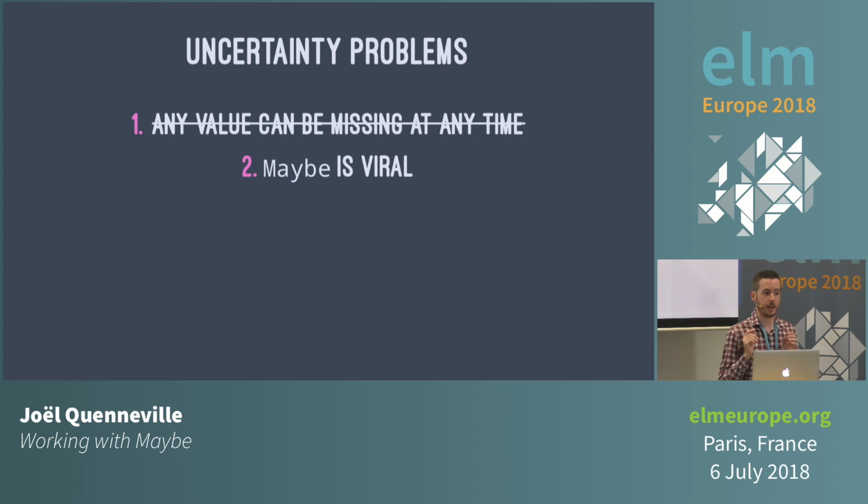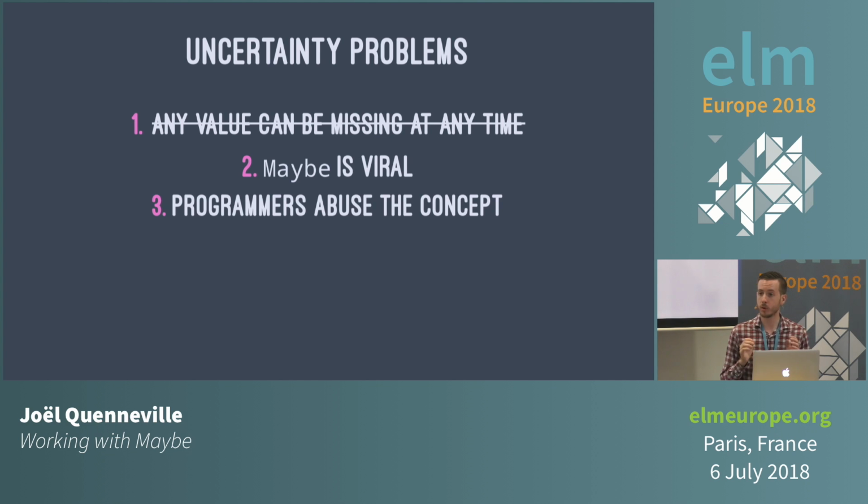And this idea that uncertainty tends to spread is also present in Elm. Elm's maybe type is just as viral as null is in JavaScript and other languages. Also, as programmers, we abuse maybe just as much as we abused null in other languages. So going back to that example that we had in JavaScript, if we kept the same sort of semantics that we had before, any value could be null at any time, and translated that into Elm types, it might look like this.